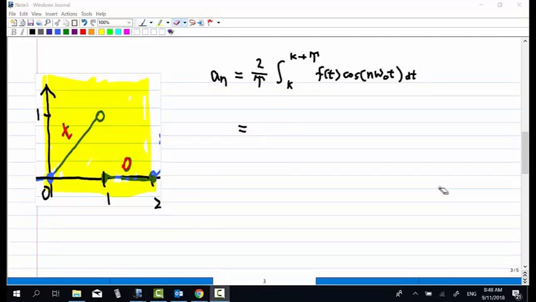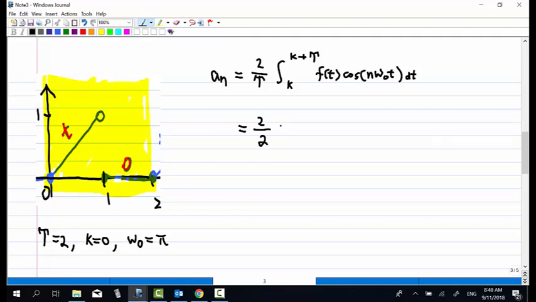Next, we are going to find out An, which is equal to 2 over T, integration from k to k plus T, f(t) cosine n omega 0 t dt. We know that the period T is equal to 2 from our diagram. We can also take k equal to 0, and omega 0, which we calculated earlier, is equal to pi. So let me write properly. Therefore, we are looking for the integral of 2 over 2, since the period is 2 here, integrate from 0 to 2 of f(t) cosine n pi t dt.